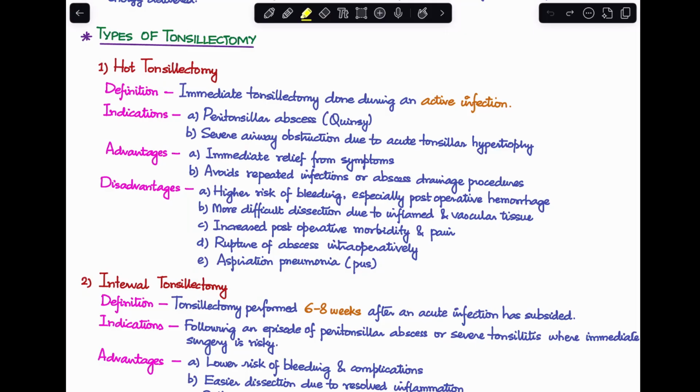Today, I'll be talking about the different types of tonsillectomy. In my previous class, I discussed the different techniques or the different methods that we know of tonsillectomy.